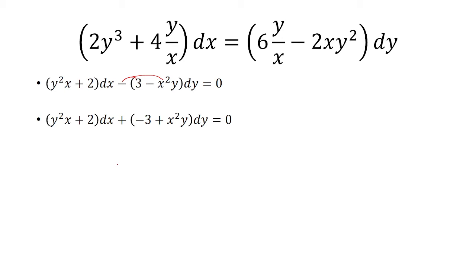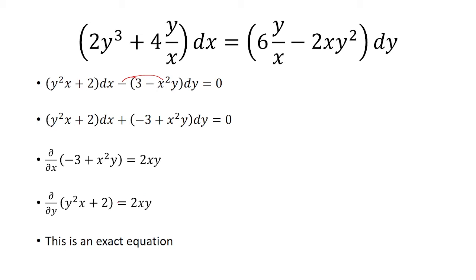Now I can check if this is an exact equation. What you do is take the term with dy and take the derivative with respect to x. For that you get 2xy. Then take the dx term and take the derivative with respect to y. That will be 2xy. And because those two are equal, we know that this is an exact equation.